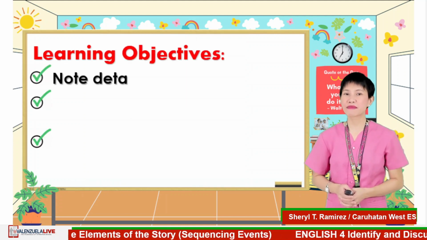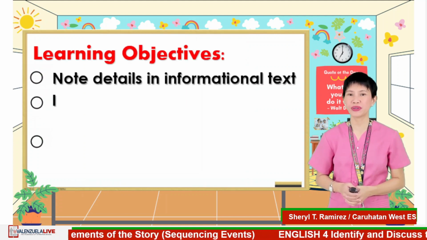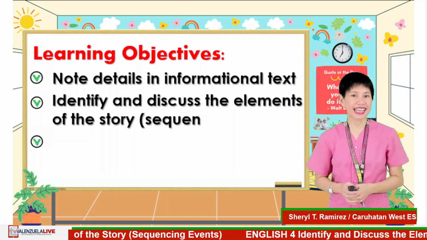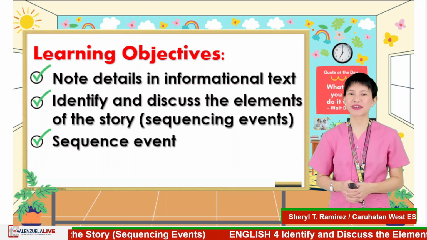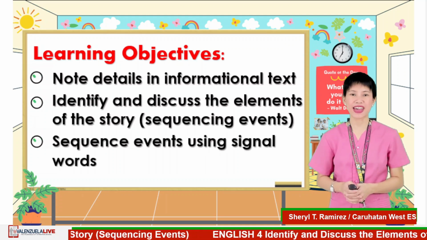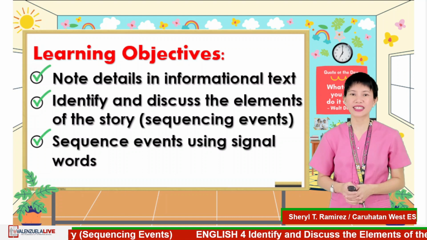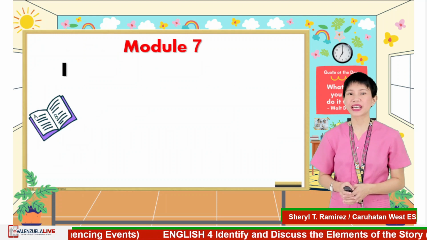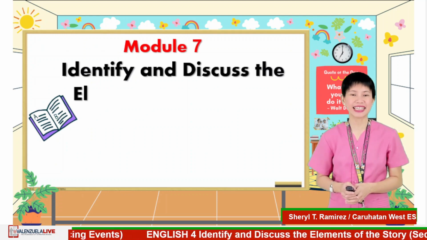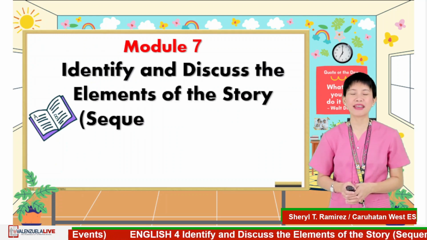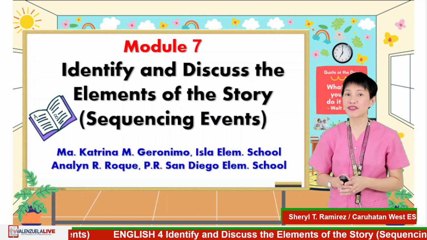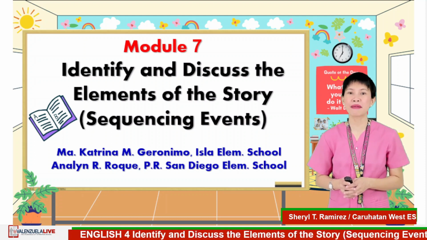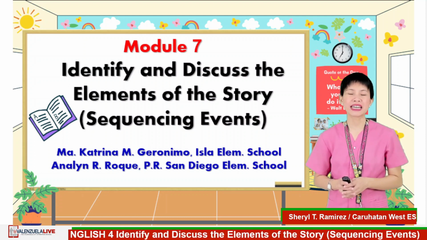For our learning objectives today, we will learn to note details in informational text, identify and discuss the elements of the story, sequence events, and sequence events using signal words. We will be using week 7 of the module entitled Identify and Discuss the Elements of the Story, specifically sequencing events, prepared by Ma'am Maria Katrina M. Geronimo and Ma'am Annalyn R. Roque.